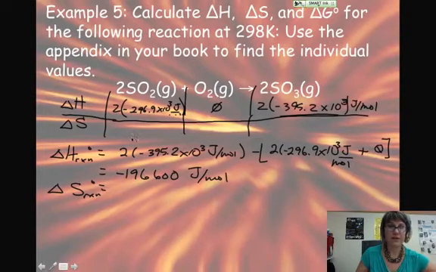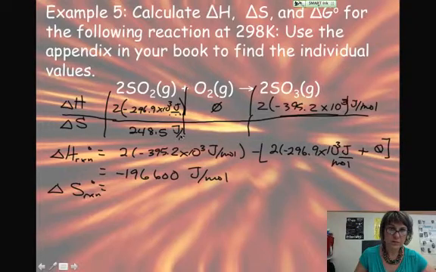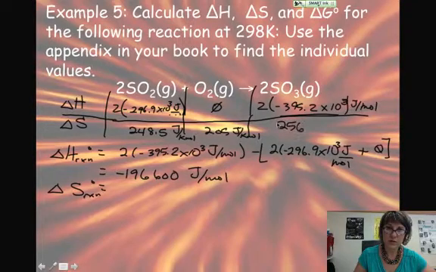Now let's find the entropy change for this reaction. Come back to our chart and we'll find the entropy values in the back of the book. For sulfur dioxide, I have 248.5 joules per kelvin mole. And for oxygen, it's 205 joules per kelvin mole. And sulfur trioxide, what do we have? 256.2 joules per kelvin mole.